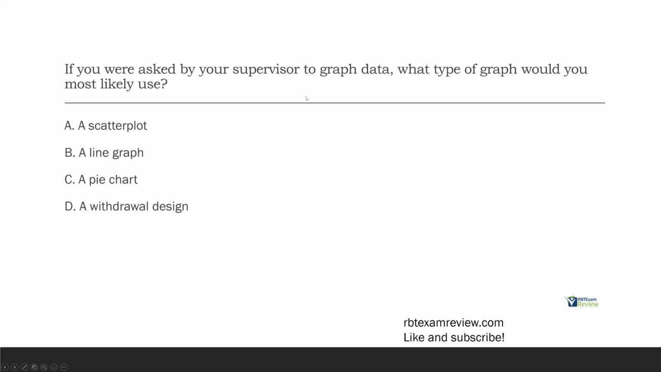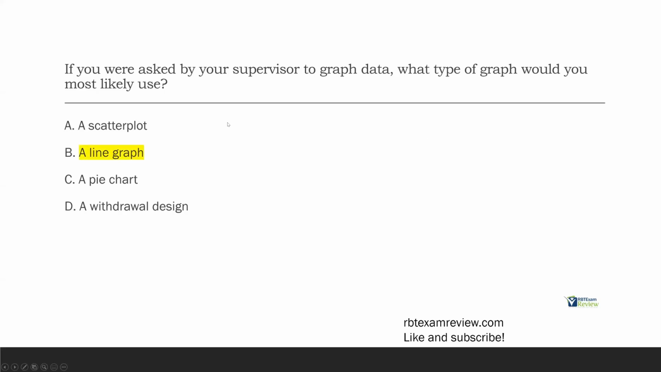If you were asked by your supervisor to graph data, what type of graph would you most likely use? Okay, if you've followed me a while, you might have seen a similar question to this because they want to know, do you know what the most common type of graph is in ABA? Well, hopefully you do. It's going to be a line graph. If you're ever asked to graph data, most likely you're going to be using a line graph.